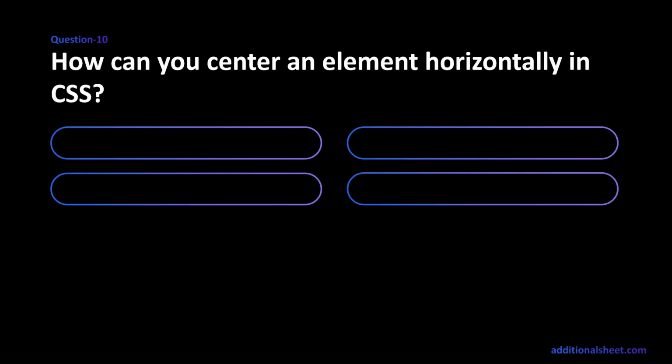Q10. How can you center an element horizontally in CSS? Options are A. Text align center, B. Margin zero auto, C. Align center, D. Float center.